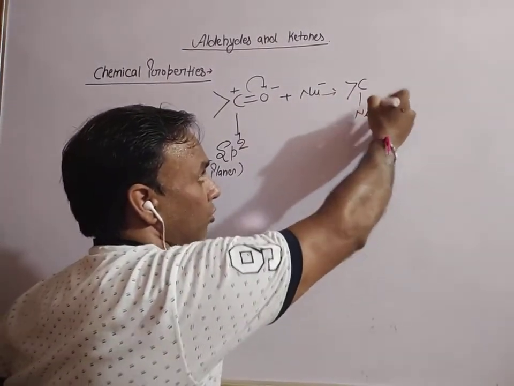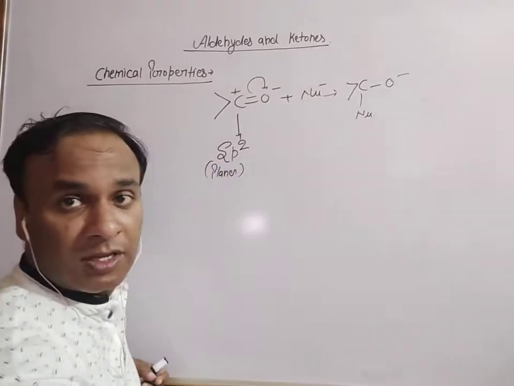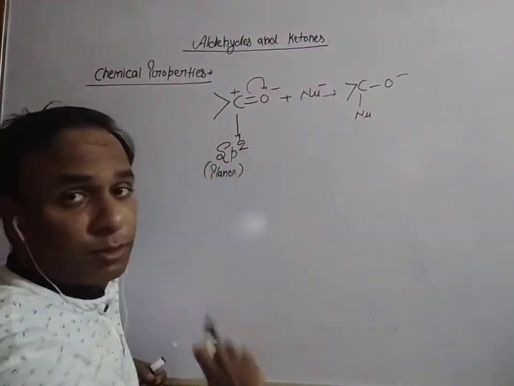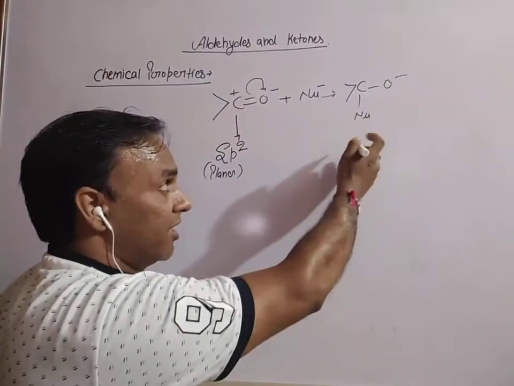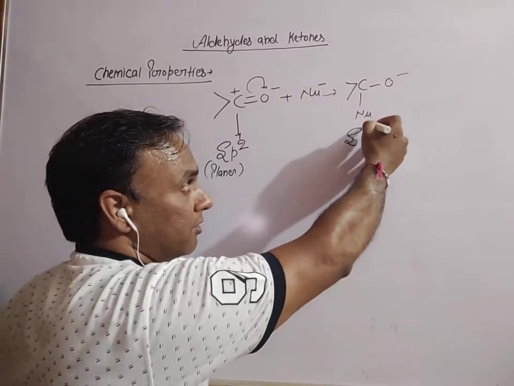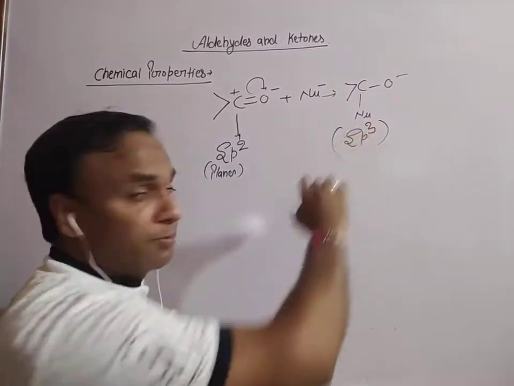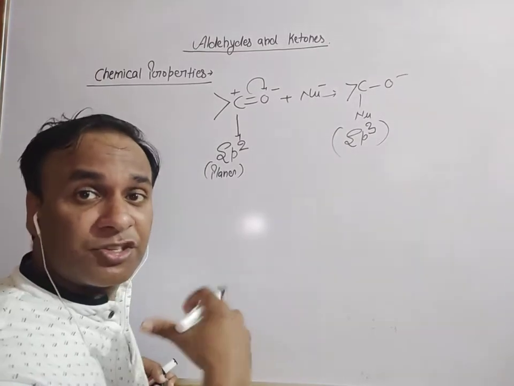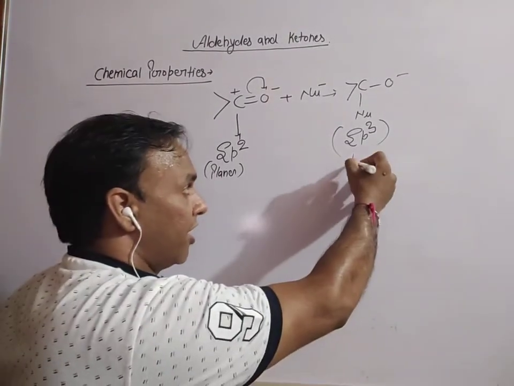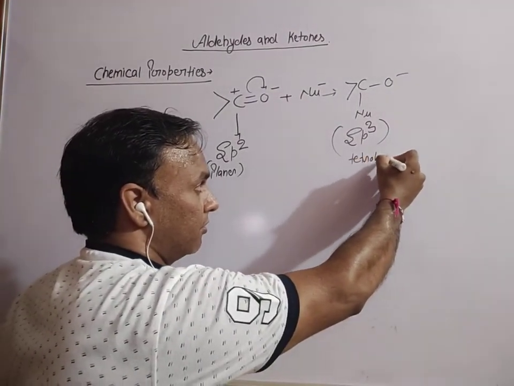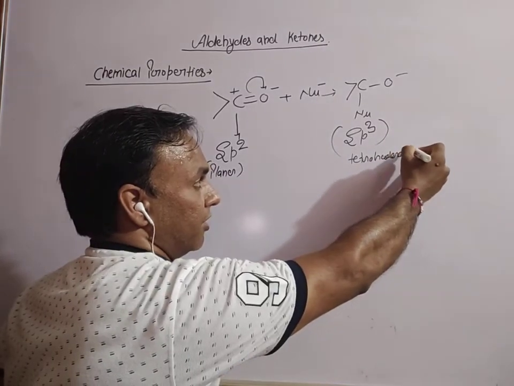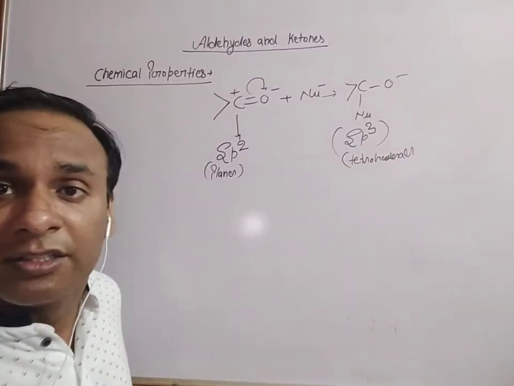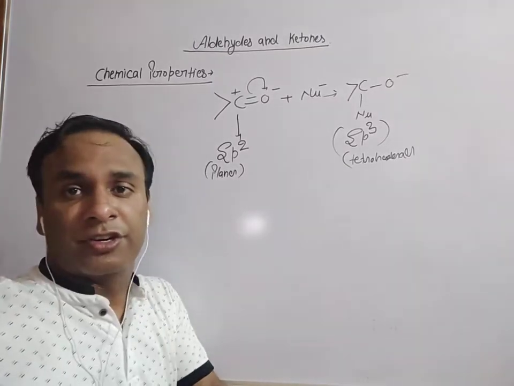C nucleophile and O minus. Here the double bond turns into a single bond. Now the hybridization of the carbon in the product is sp3 and the structure turns into tetrahedral. Clear? This is a nucleophilic addition reaction.